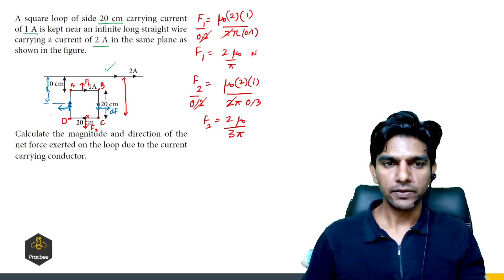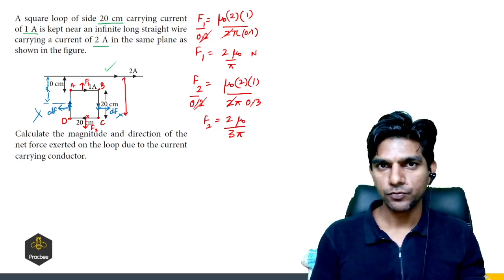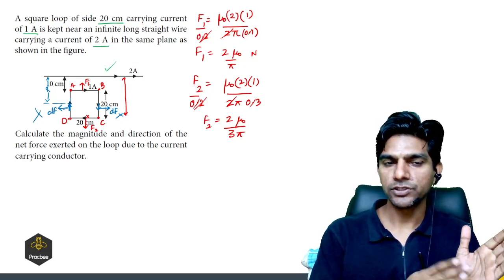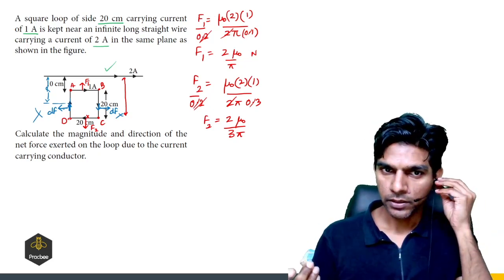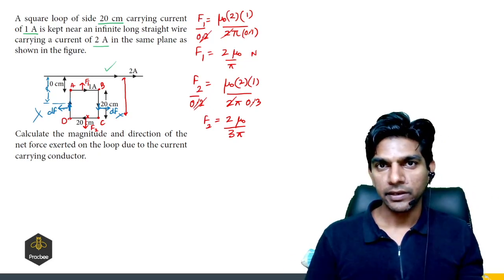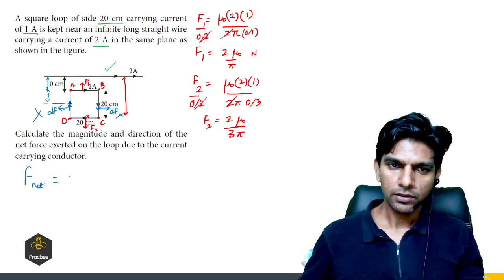So this is dF and this is dF. Now these forces will get cancelled out. So for two symmetrical elements on sections AD and BC, the forces will get cancelled out. So we're left with only F1 and F2. So the net force on the loop will be F1 minus F2.